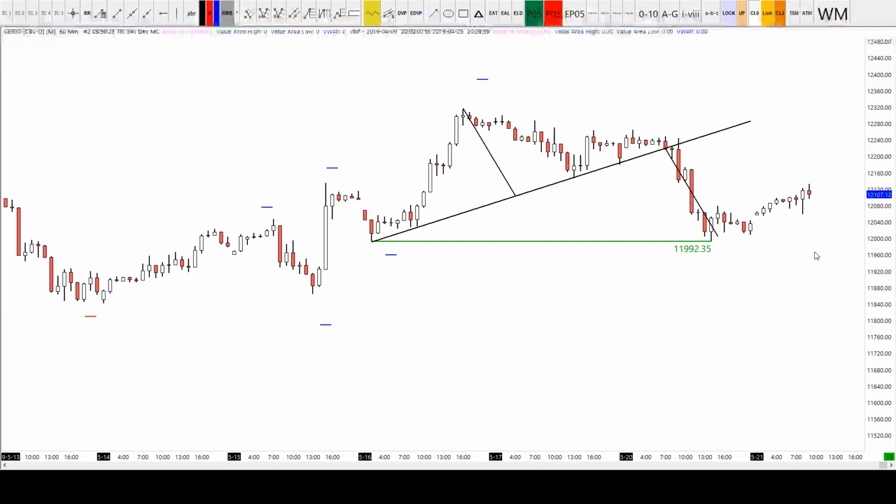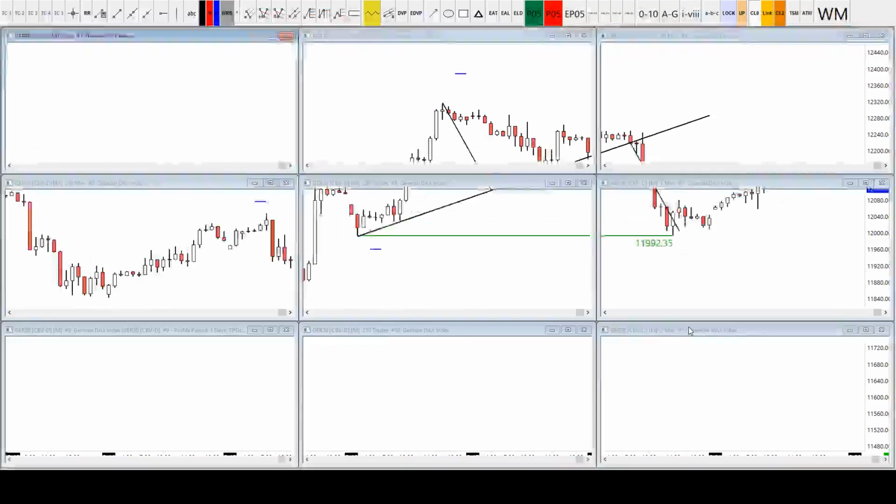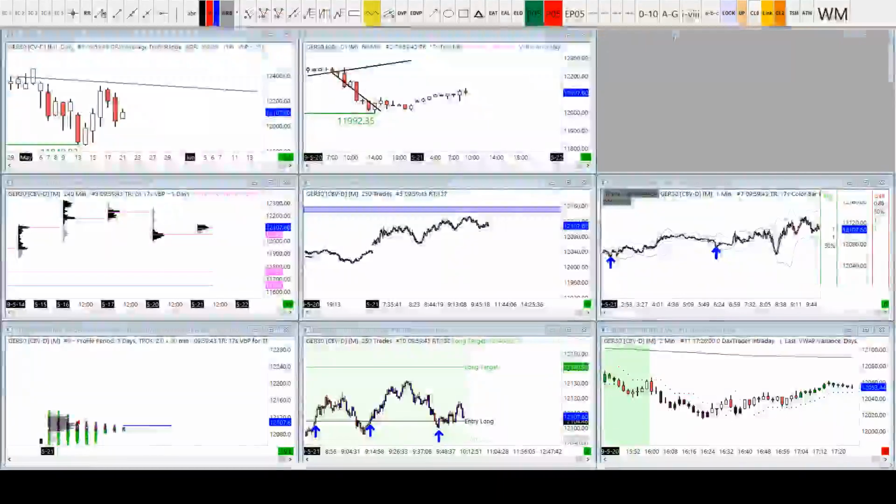So let's see how we react to this, whether or not we break through that 11,900. If we do that, then it's clearly bearish. If we fail to break above this 240 level, or back up to test or target these highs, then it's more likely that it's going to break to the downside. But we will see. Okay, let's take a look at the levels.